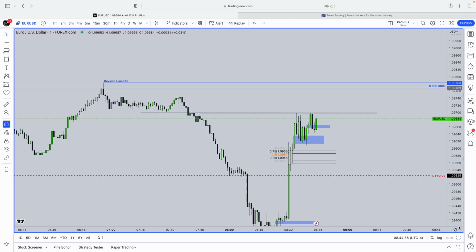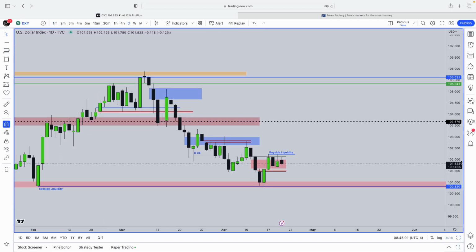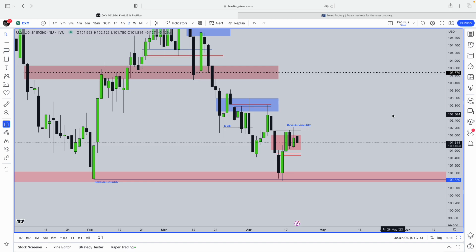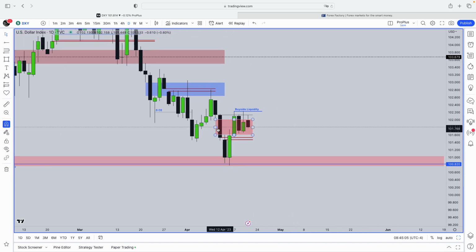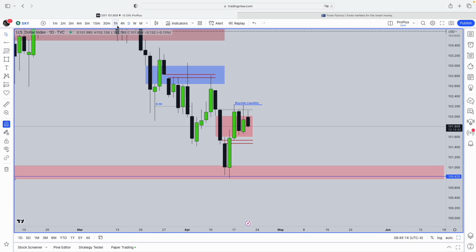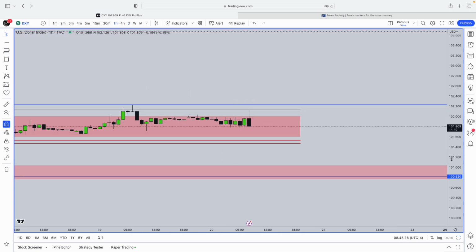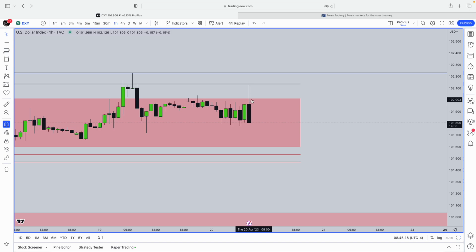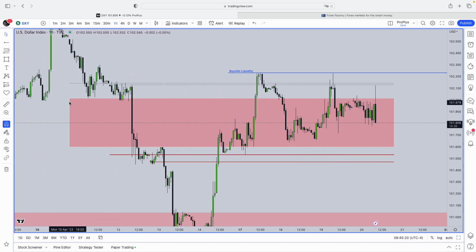So if we take a look at the actual daily, this is the dollar. The dollar is in this fair value gap here, a SIBI. It had bar side here, but it failed to break that bar side. But it's literally still playing around in this area. It rejected this, the daily here.